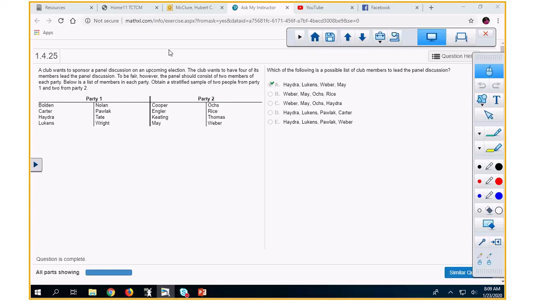This is in chapter 6. To be fair, however, the panel should consist of 2 members of each party. Below is a list of members in each party. Obtain a stratified sample of 2 people from party 1 and 2 people from party 2. And the first question says, which of the following is a possible list of club members to lead the panel discussion?